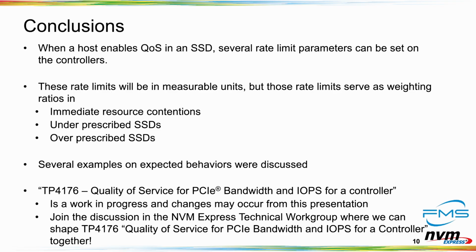So overall, I went through and talked about when a host is enabling QoS in an SSD, there's several rate limit parameters there already that are agreed upon. Those rate limits are going to be in measurable units. I focused on examples with megabytes per second and IOPS, so real-world measurable units. But they also are going to serve as weighting ratios in immediate resource contentions. Under overprescribed SSDs, you should see that difference in behavior. And then I gave a bunch of examples.